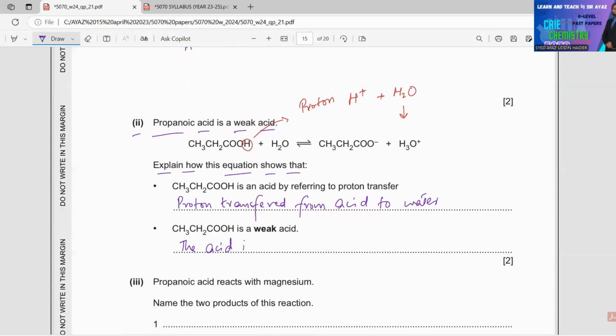The acid is not fully dissociated, or you can even write ionized. Or the reaction does not go to completion. The reversible sign indicates that this reaction is not complete.